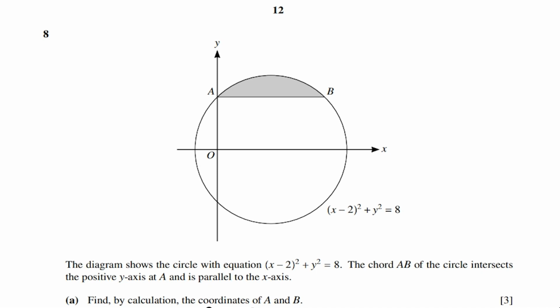Now we have to find out the x-coordinate of B, and we can easily find it out if we put 2 in place of y in this equation and solve for x. We will get two values of x. One will be the x-coordinate of A, which you already know, which is 0, and the other answer which we have to find out will be the x-coordinate of B. So let's put 2 in place of y and solve this equation.